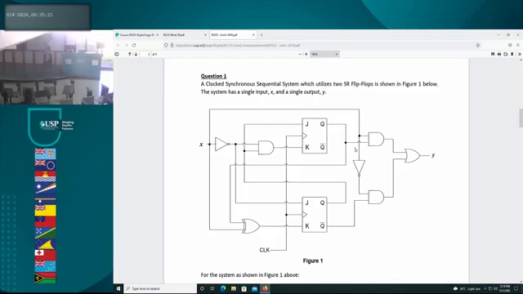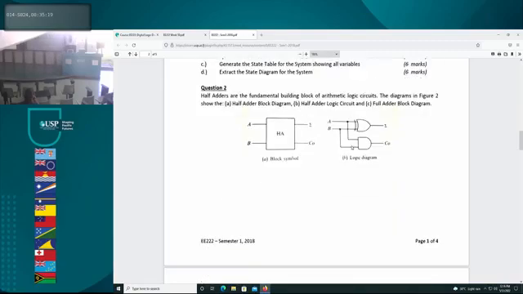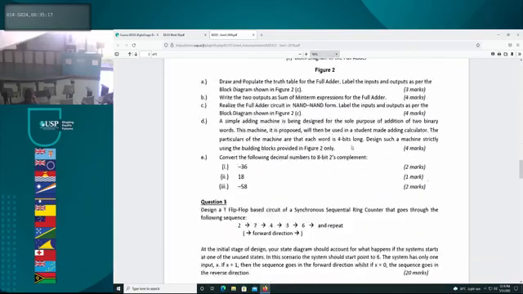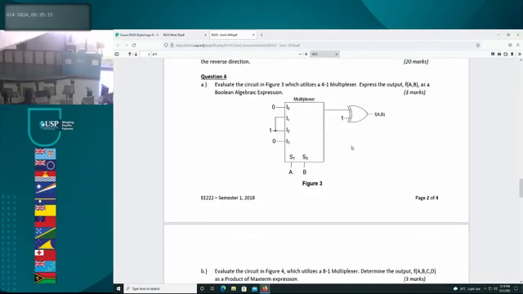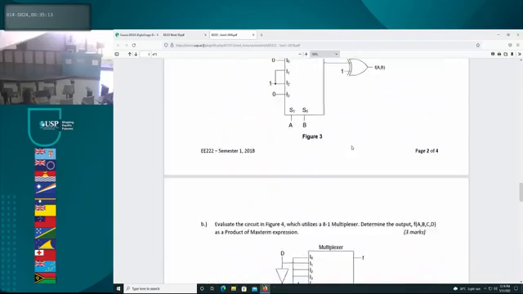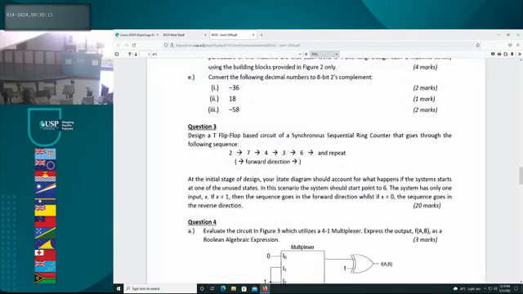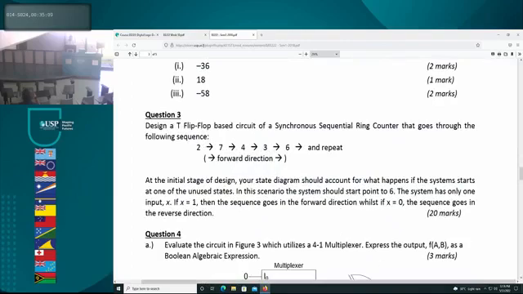Then I want to move, very quickly, to something known as design. All right, so let's show you a design problem. This is a design problem. Design is the other way around, right? Design and analysis are opposites of each other. So what do we mean by this?